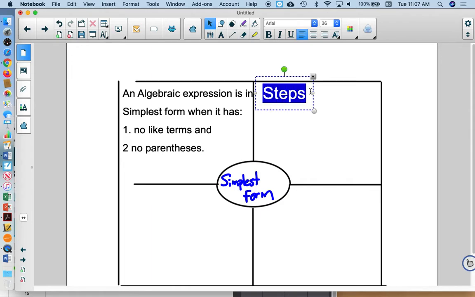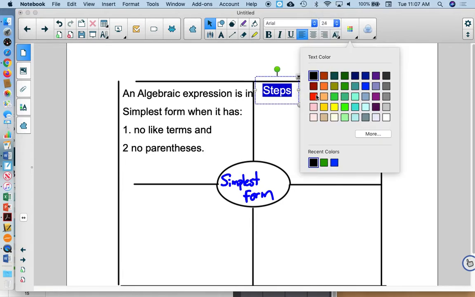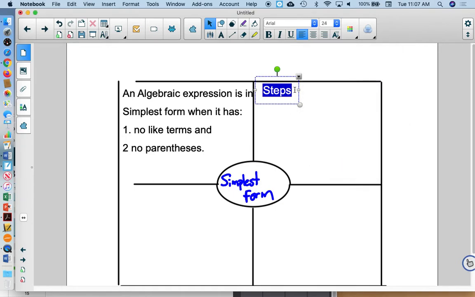Okay, now I'm going to make it smaller so that we don't have to keep moving it around. Let's go with this one in red. Step 1, rewrite as a sum. So if it's a subtraction statement, you rewrite it as a sum. As an addition statement.